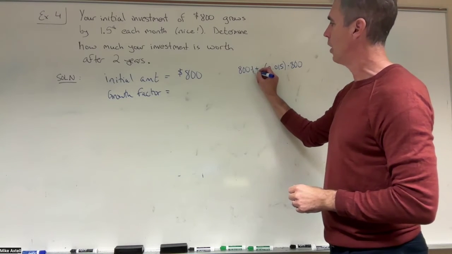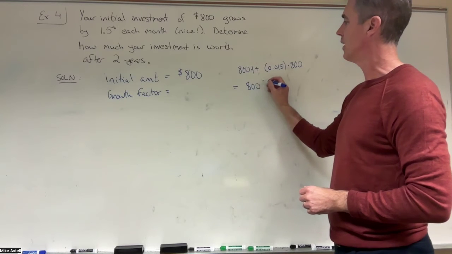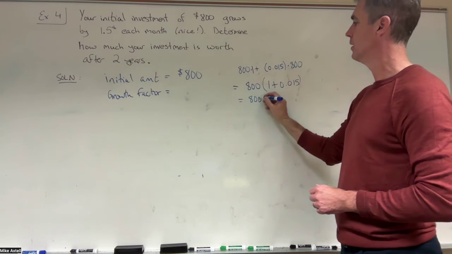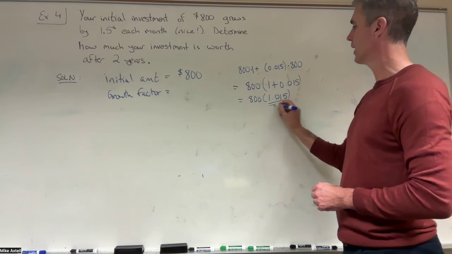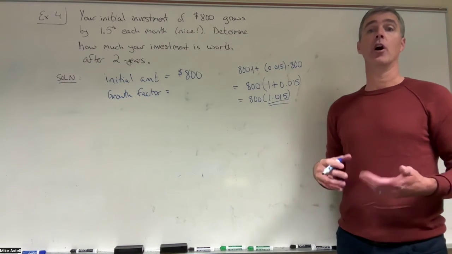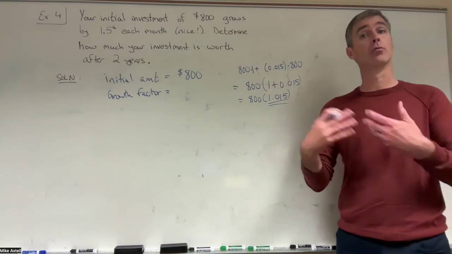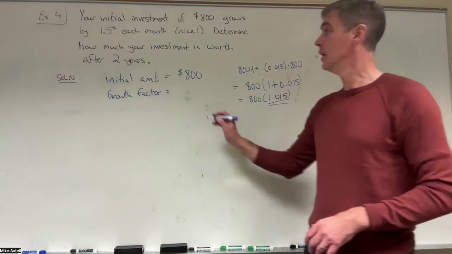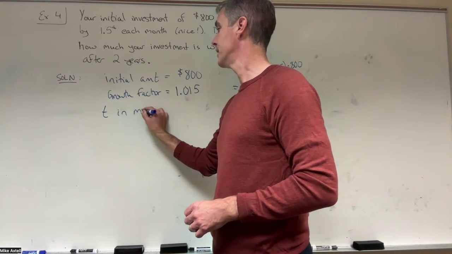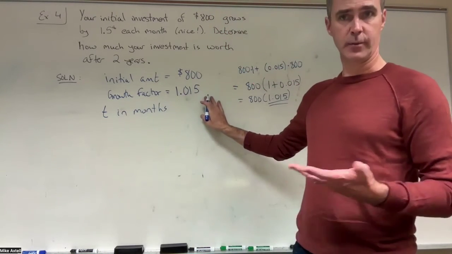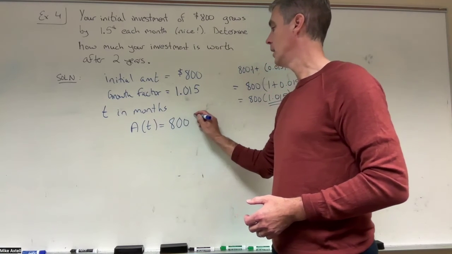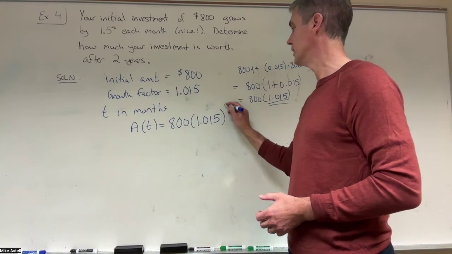And I could pretend there's a 1 there. And if I factor my 800 in front, I would have 1 plus 0.015, or 800 times 1.015. So it looks like 1.015 is my growth factor. Every month I have 101.5% of what I had a month ago, because I grew by 1.5% and I didn't lose anything. So my growth factor would be 1.015. So if t is in months, which it should be because my growth factor is in months, the amount I have after t months is going to be 800 times 1.015 to the t power.